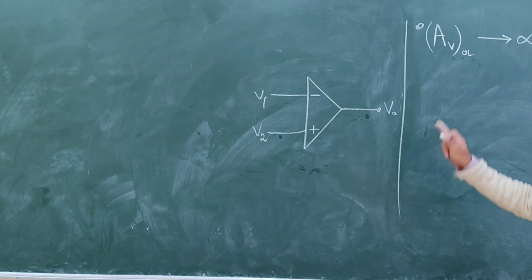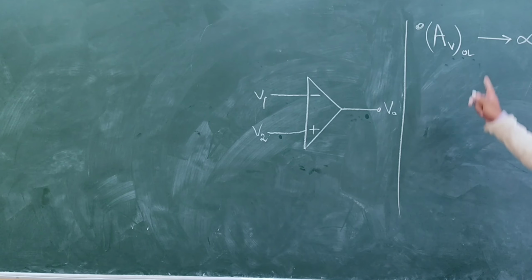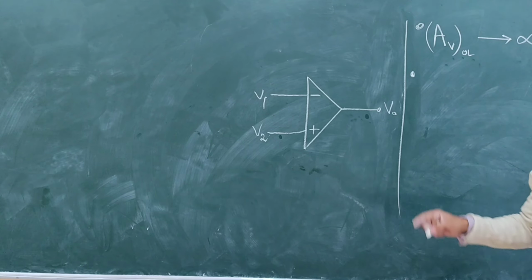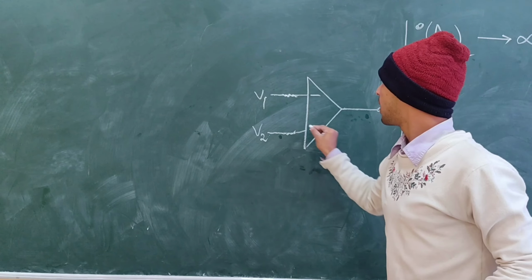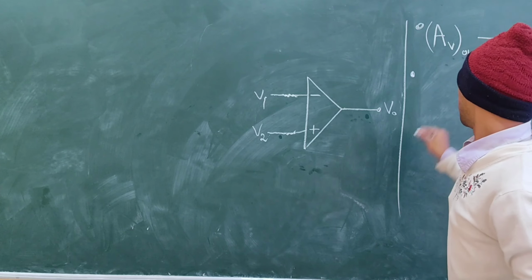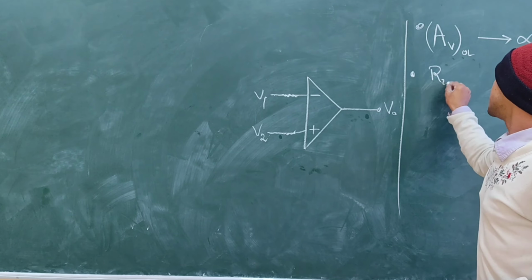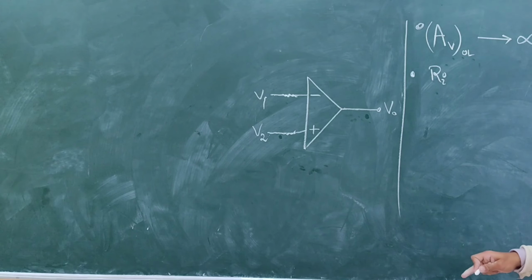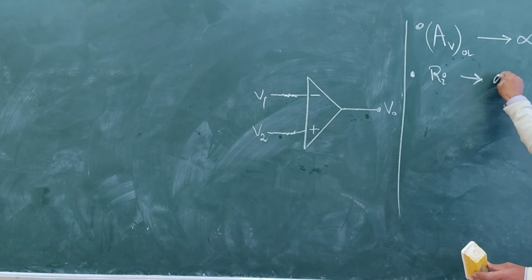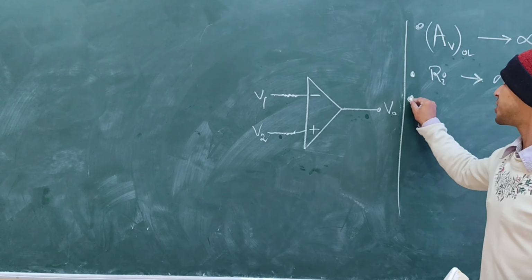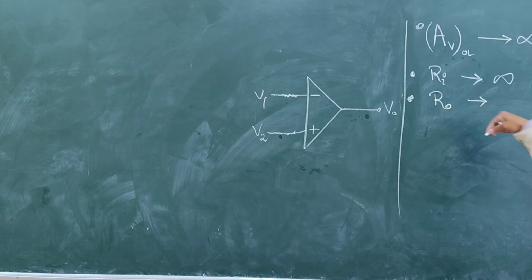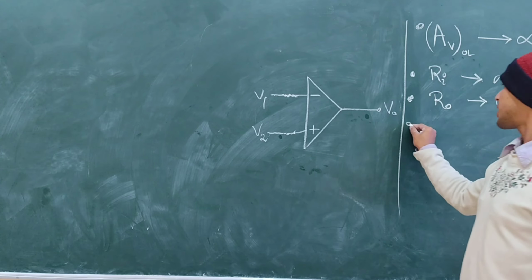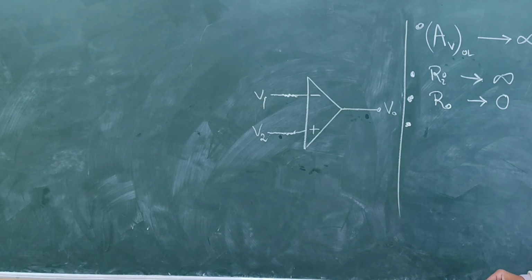So for an ideal op-amp in open loop condition, the first characteristic is its voltage gain is infinity, and the second characteristic is the input resistance, meaning these two terminals' resistance is very high. I am representing it as Ri, the input resistance of an ideal op-amp, which tends to infinity. The third characteristic is the output resistance. The output resistance is very low, tends to 0.